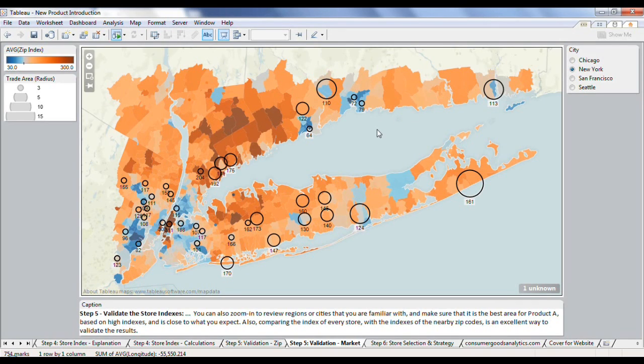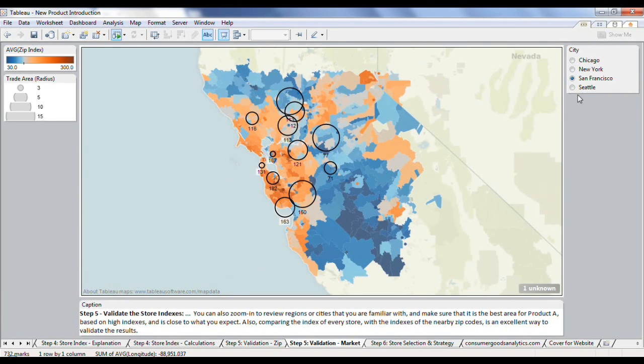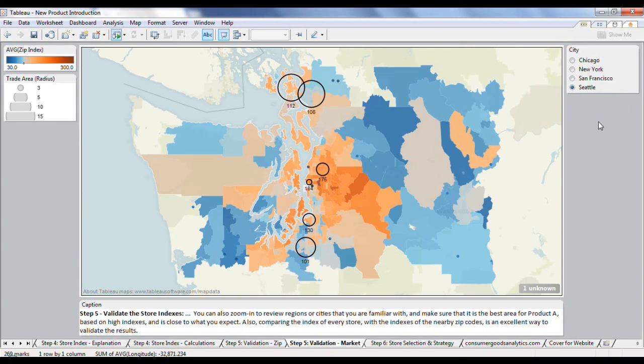So that's a great way to validate based on your knowledge of where you live or areas in the country that you're familiar with. You can see if the product is a good fit based on your understanding of where consumers live and what type of people live in what areas.